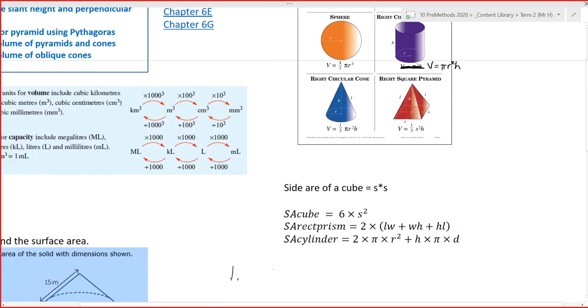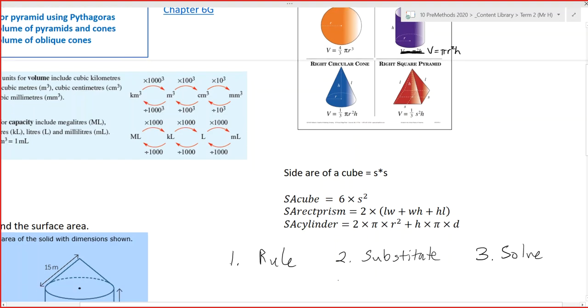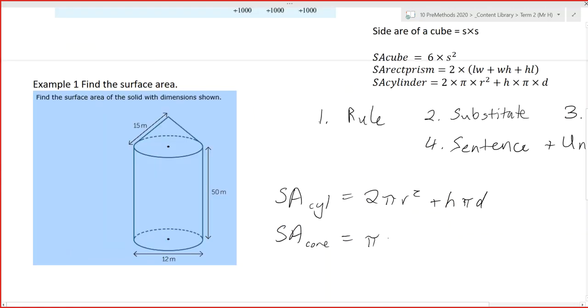We start with writing the rule. Yep. We then substitute in the values. We then solve, very good. And we need to remember a sentence with the correct units. So what's pi times the radius squared?